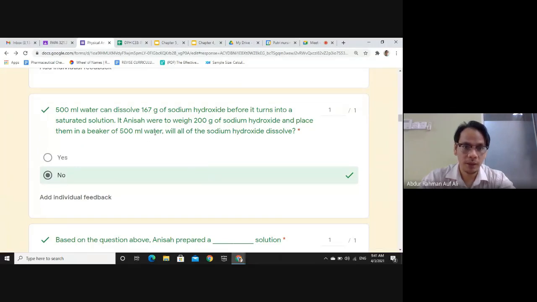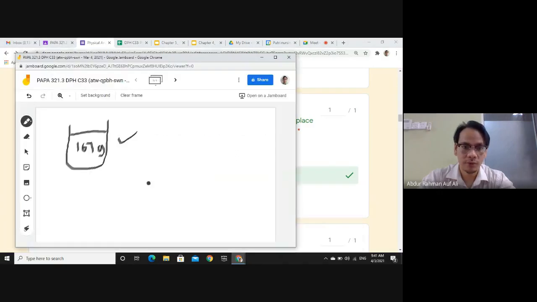So the question is, if Anissa weighs 200 grams of sodium hydroxide and puts it in 500 milliliter water, will all of it dissolve? So this is 500 milliliter. So you were given a situation where 200 is added, will all of it dissolve?